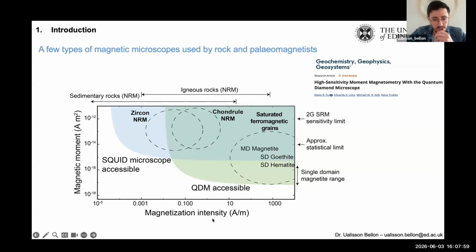In this plot that I like very much, we have the magnetization intensity and magnetic moment and the different equipment and how accessible these moments are to this equipment. And then we can clearly see here that our traditional cryogenic magnetometer can read most of the igneous and some of the sedimentary rocks as well. But as the magnetic moments become increasingly weak, or the particles become smaller and smaller, we require some more sensitive equipment to basically measure the magnetization. And that's possible, for example, by using a SQUID microscope or a QDM, a quantum diamond microscope.